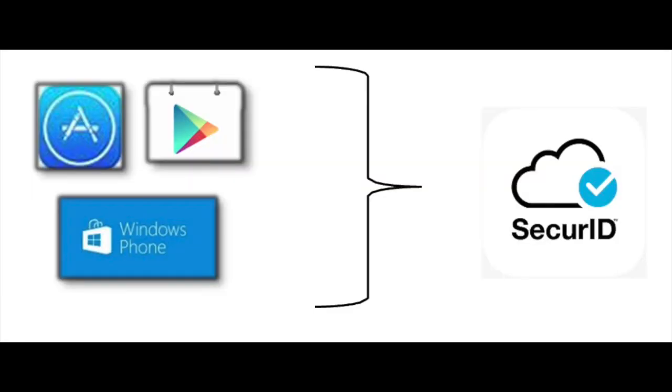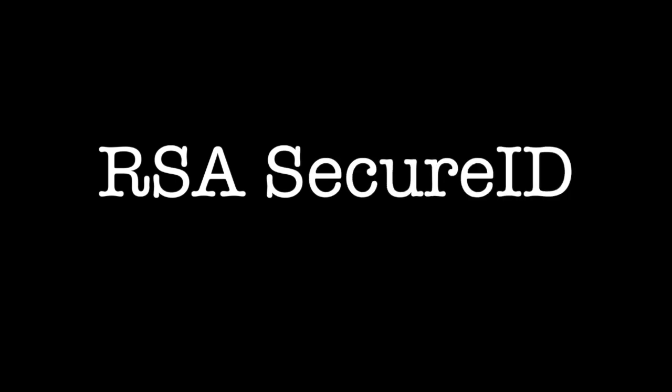From the App Store on your mobile device, download the RSA SecureID app. If you have difficulty finding the app, type RSA SecureID in the search field. Now let's log on to the self-service console.